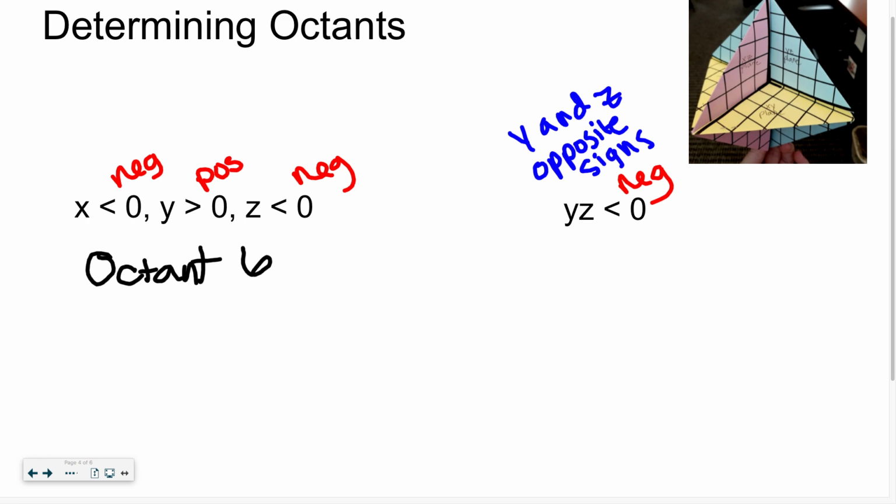Okay, let's start with 3. Okay, in octant 3, so we're at 1, 2, 3 right here. Of course your x is going back, so your x is negative, but x doesn't really matter here. Your y is going to the left, so y is negative, but then you're going up, so z is positive. So in octant 3, you would have opposite signs, right? Left and up. So octant 3 would work.